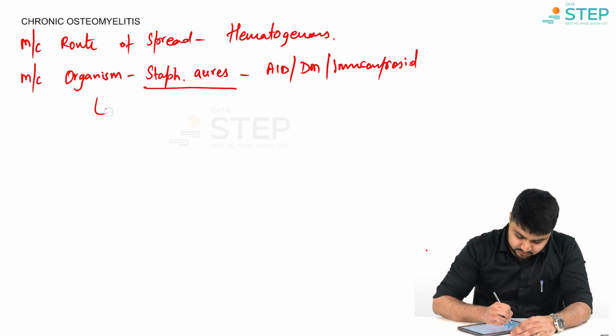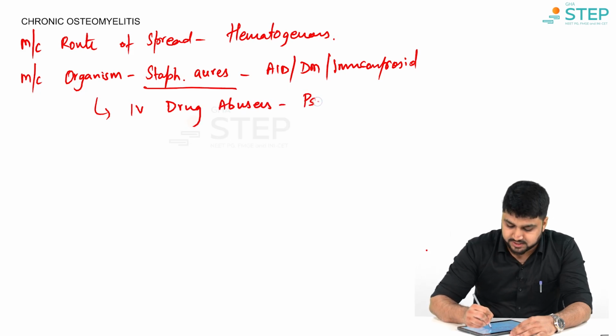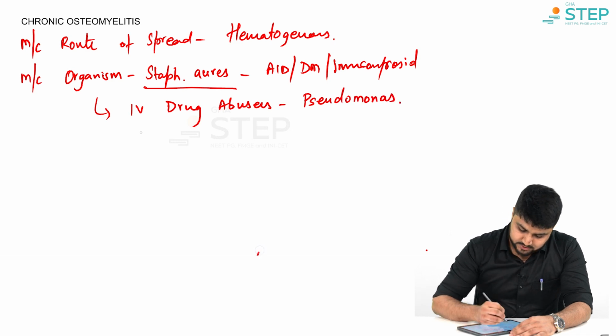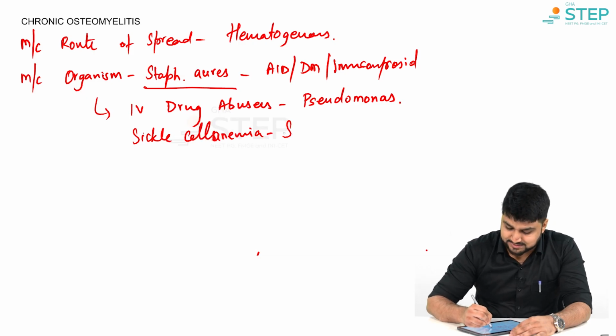There are a few exclusions. For example, in IV drug abusers, the organism that is commonly implicated is Pseudomonas. Then in sickle cell patients, sickle cell anemia, in such patients, usually it is Salmonella.